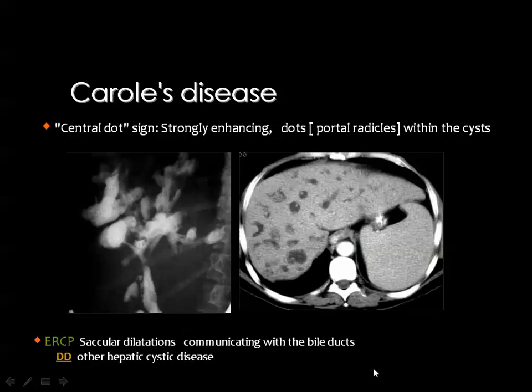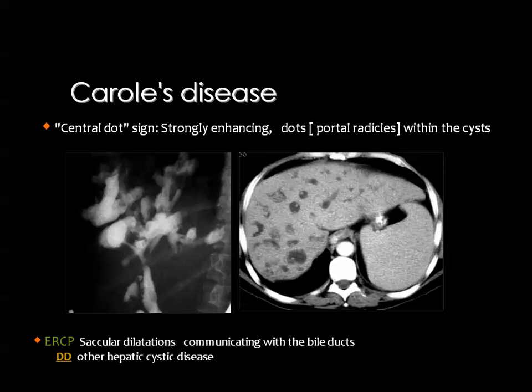And whenever you have imaging of the patient by CT, and you see this classic appearance, which is known as the central dot sign. And the central dot sign represents the portal venous radical within the cystically dilated biliary radicals. And you see here that there are multiple cystic dilatations of the bile ducts. And one may say why I shouldn't consider this as multiple hepatic cysts in a course of polycystic disease of the liver, for example.